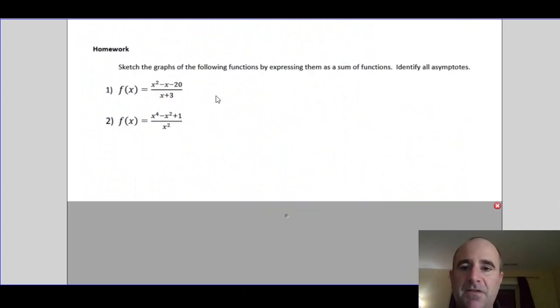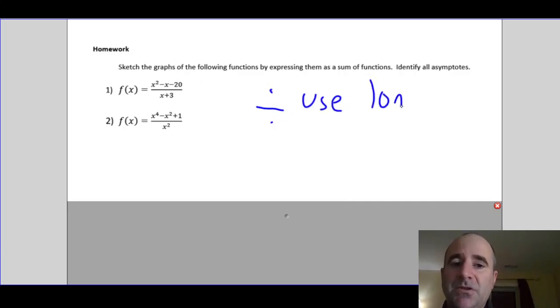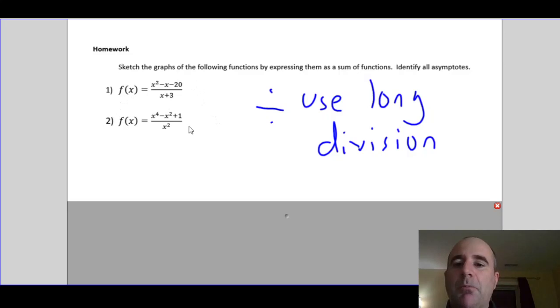And the questions I've had you do are these two graphs here. Now you express them as a sum of functions, you have to divide first. So divide using long division. Well, in the first one you use long division. And the second one, you don't need long division, you just divide everything by x squared. So that will break them up into sums of functions. You hopefully know what those functions look like, graph them, and then come up with the shape of f of x by combining the two functions that you get.